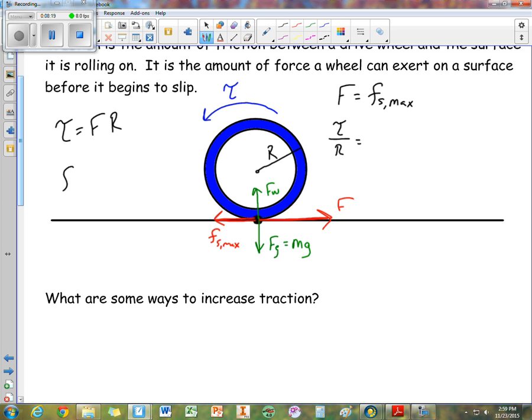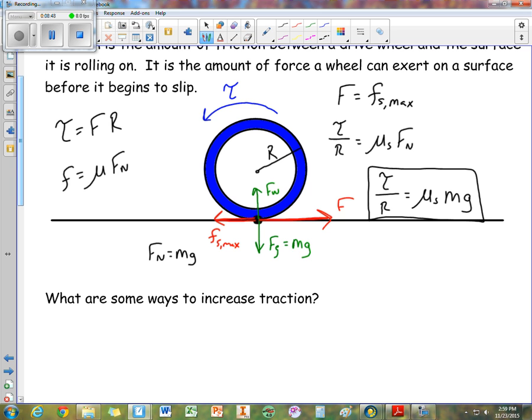Friction is coefficient times normal force, so this is going to be mu s times the normal force. And finally, looking at our diagram, we can see that the normal force equals how much the object weighs, so it equals mg. So what we're left with then is torque divided by radius equals mu s mg. And this is our equation for traction.